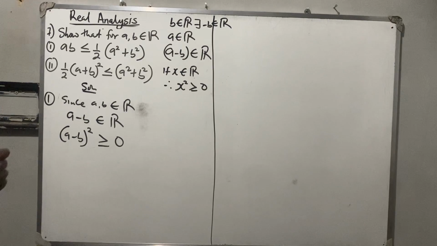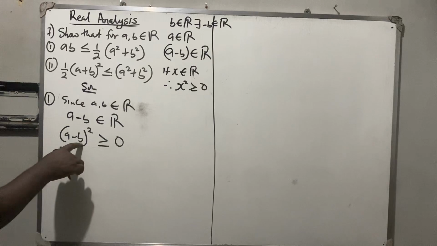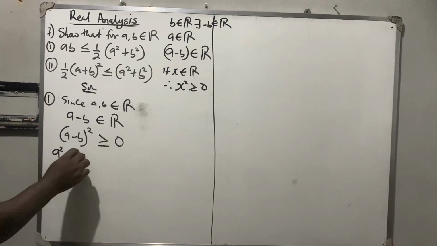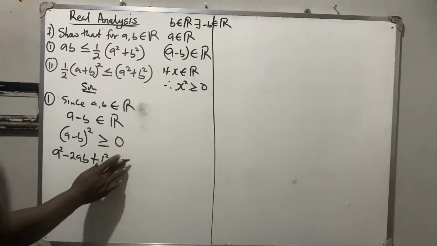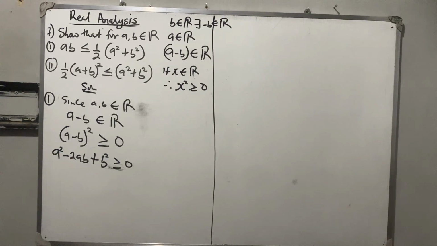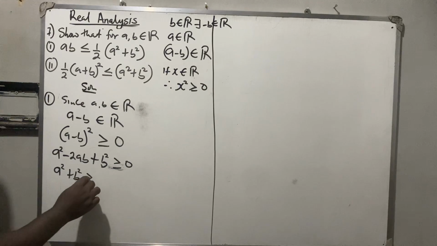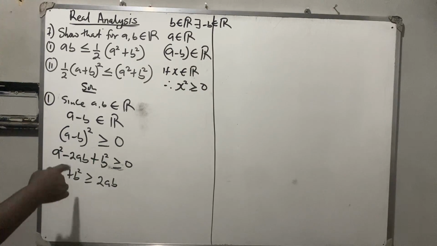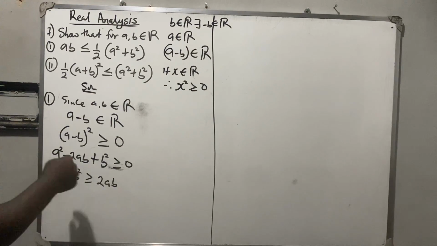Now if we open this bracket, we square the first one to have A squared, multiply the first one and the second one, double it, you have minus 2ab. Square the last one, you have plus B squared, which is greater than or equal to 0. Now if we add 2ab to both sides, we are going to have A squared plus B squared greater than or equal to 2ab. If you add 2ab to this side, it's gone. If you add it to this side, you have this.